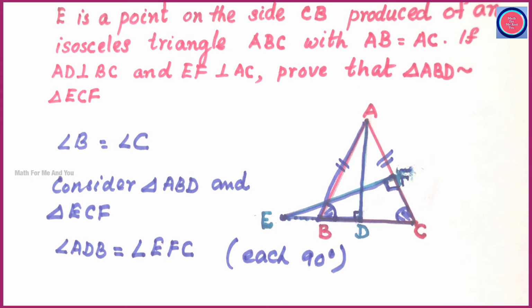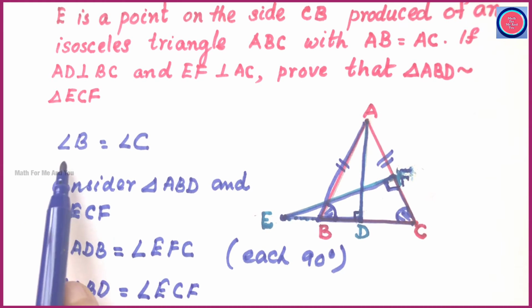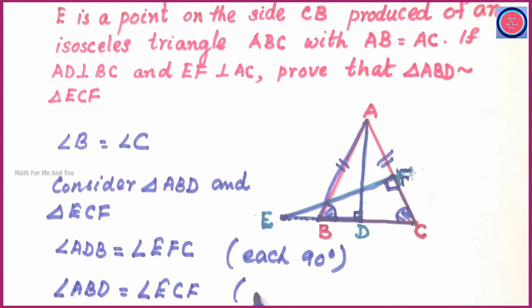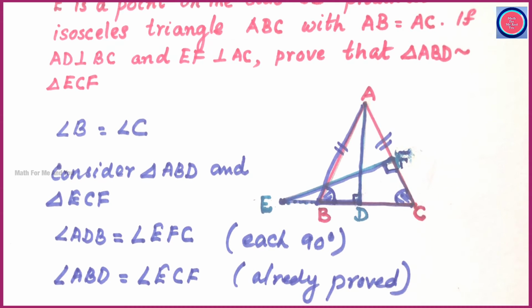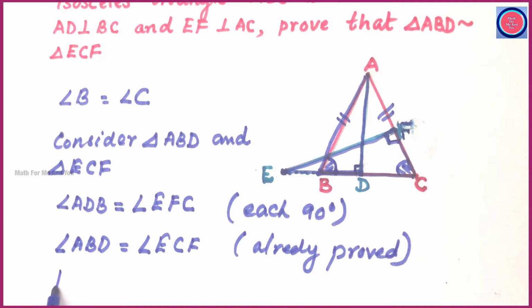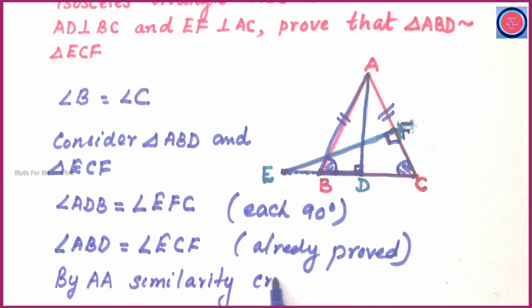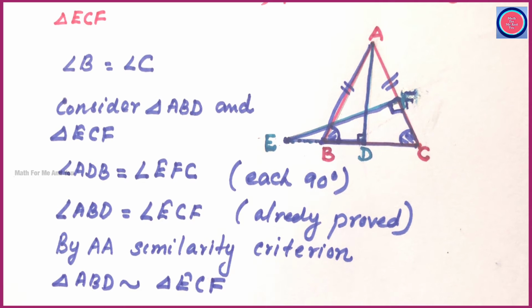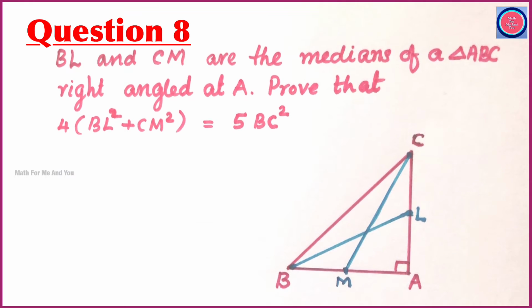And then already we have proved in the first sentence angle B equals angle C. Angle B is an angle in the triangle ABD. So we can write angle ABD, this is angle B, is equal to angle ECF, that is angle C. Angle B equals angle C. How can we say? This already we have proved. See, these two conditions are enough to prove the similarity of these two triangles. By AA similarity criterion, we could say triangle ABD is similar to triangle ECF. Hope it is clear.